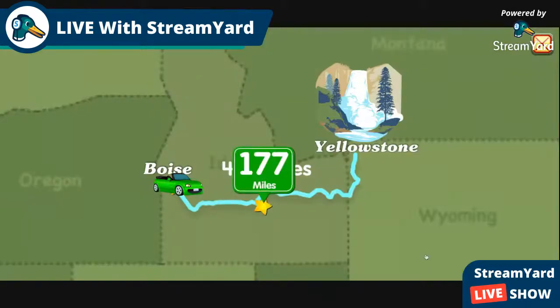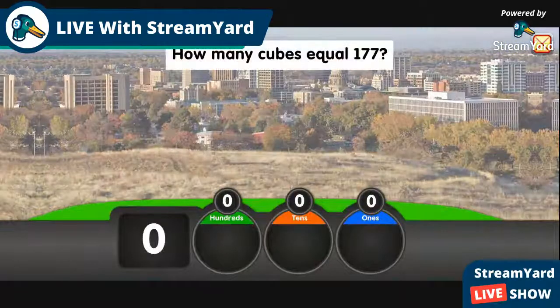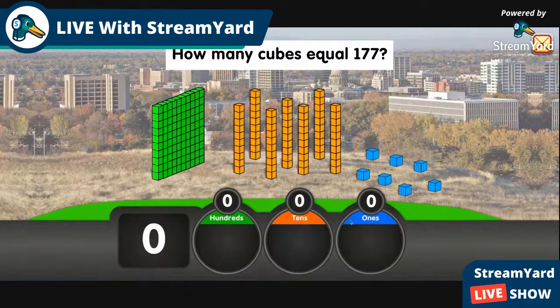It's 177 miles to our first stop. How many cubes equal 177?